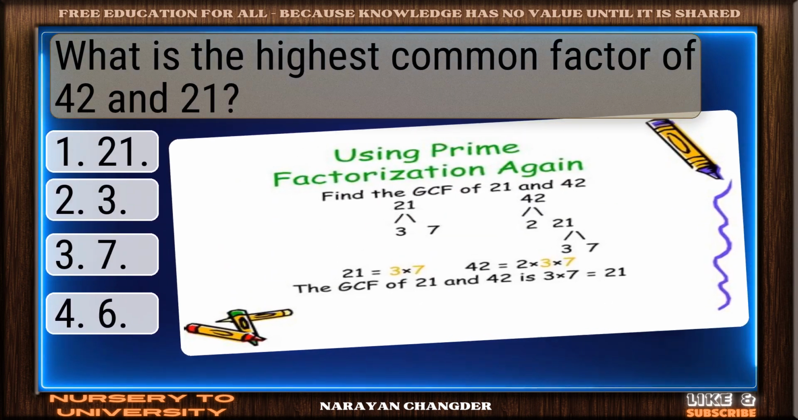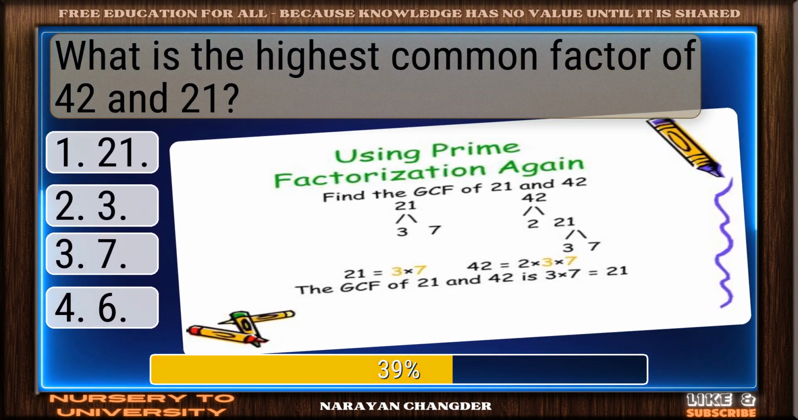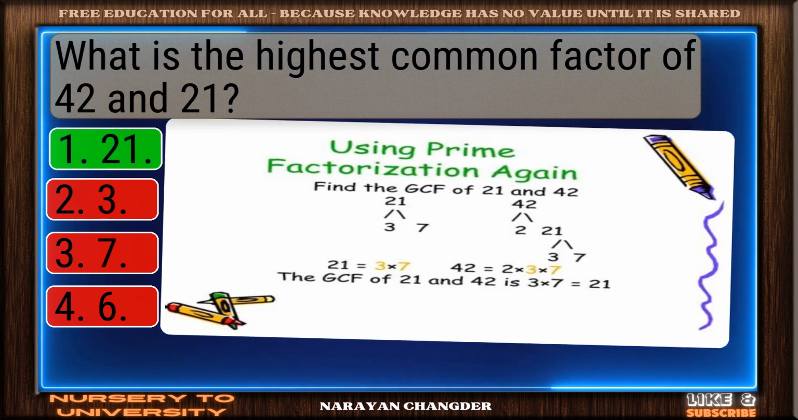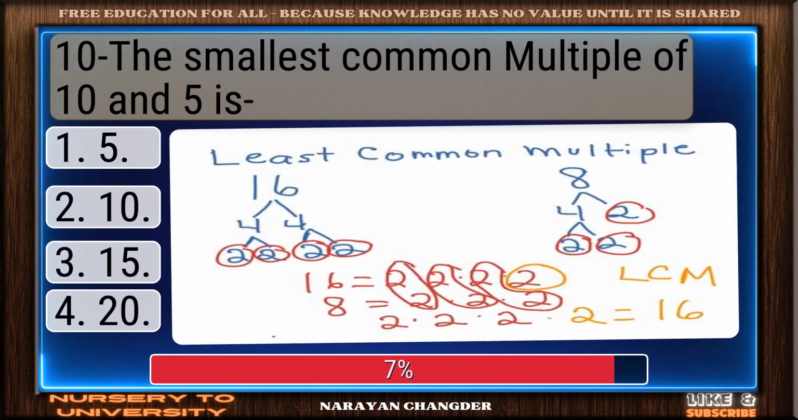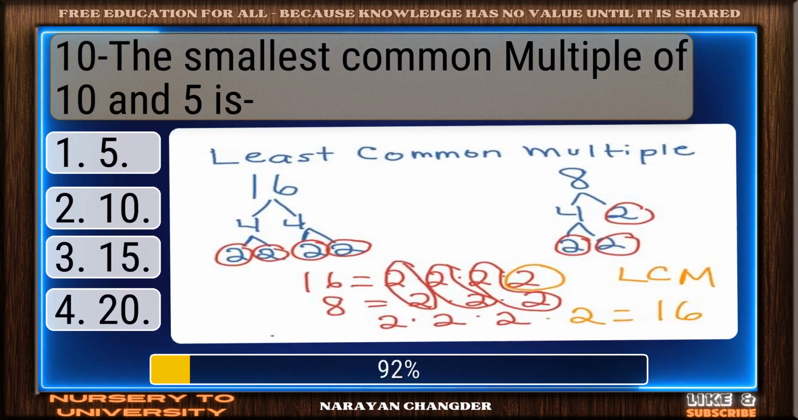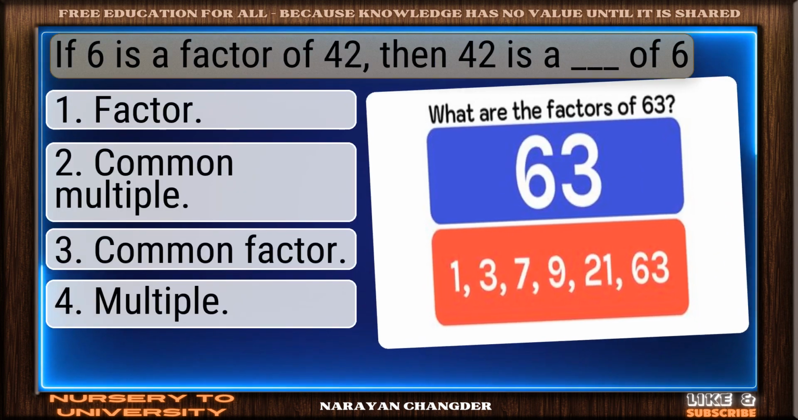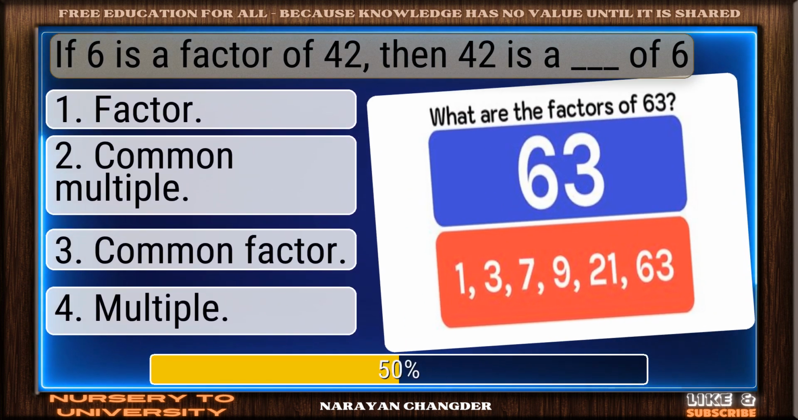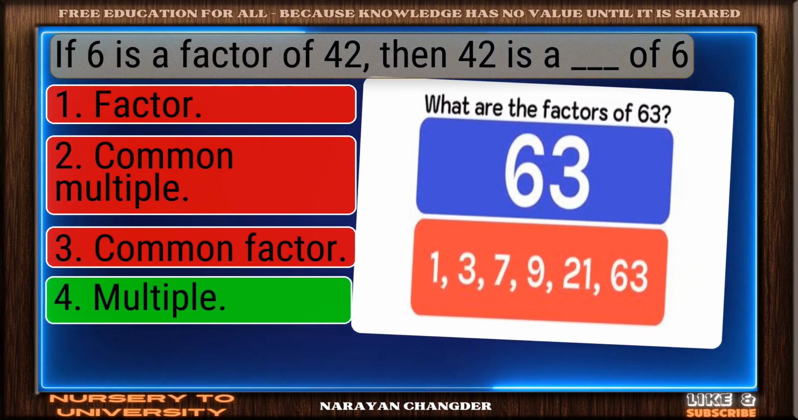What is the highest common factor of 42 and 21? Solid response. 21 is a valid choice. The smallest common multiple of 10 and 5 is? You're right. 10 is the correct answer. If 6 is a factor of 42, then 42 is a dash of 6. Right again. Multiple is a valid answer.